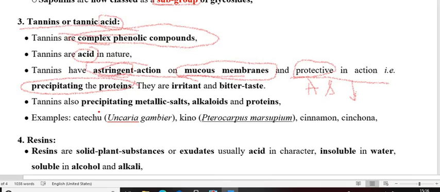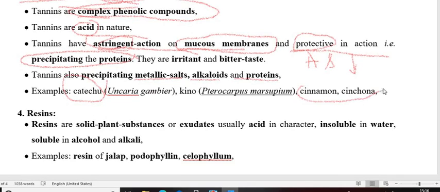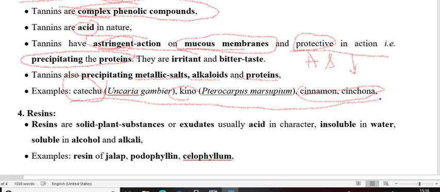Other properties of tannins are that they precipitate metallic salts, precipitate alkaloids, and precipitate proteins. So these are the properties of tannins. Examples are catechu, cinnamon, cinchona, and quino. So these are all examples of tannins, like catechu, cinchona, and cinnamon. These all start with the spelling with C under the examples of tannins. So we already discussed the tannins.